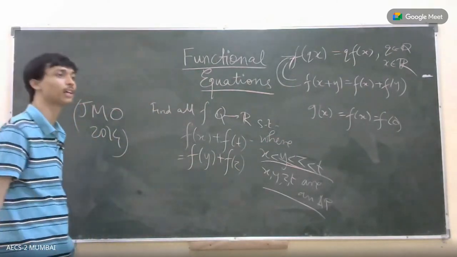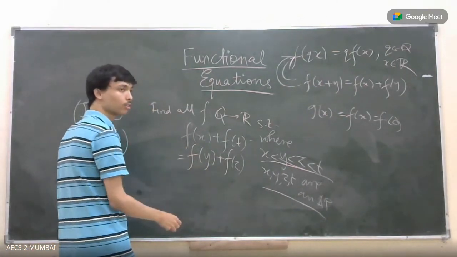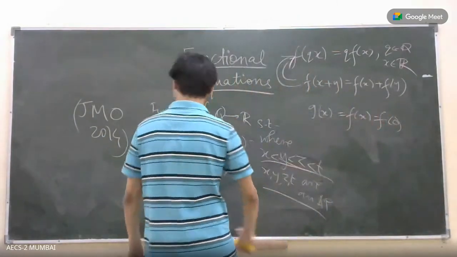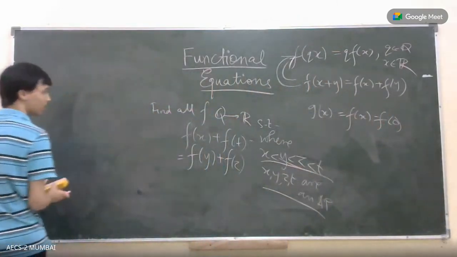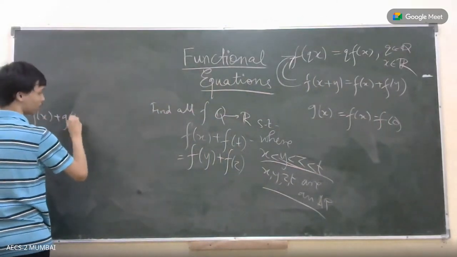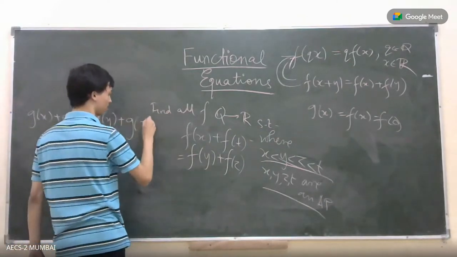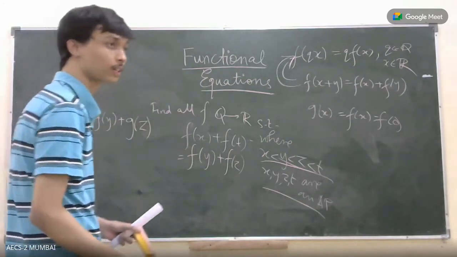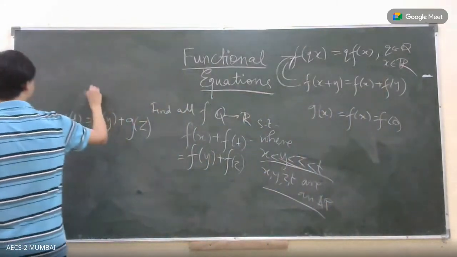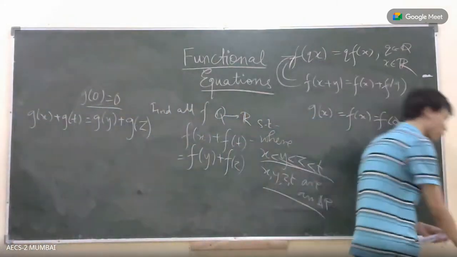Without loss of generality, what can we assume? Okay. So basically you shift the whole thing and then you have gx plus gt equals gy plus gz, with the added benefit that g0 equals 0. So this is one trick.